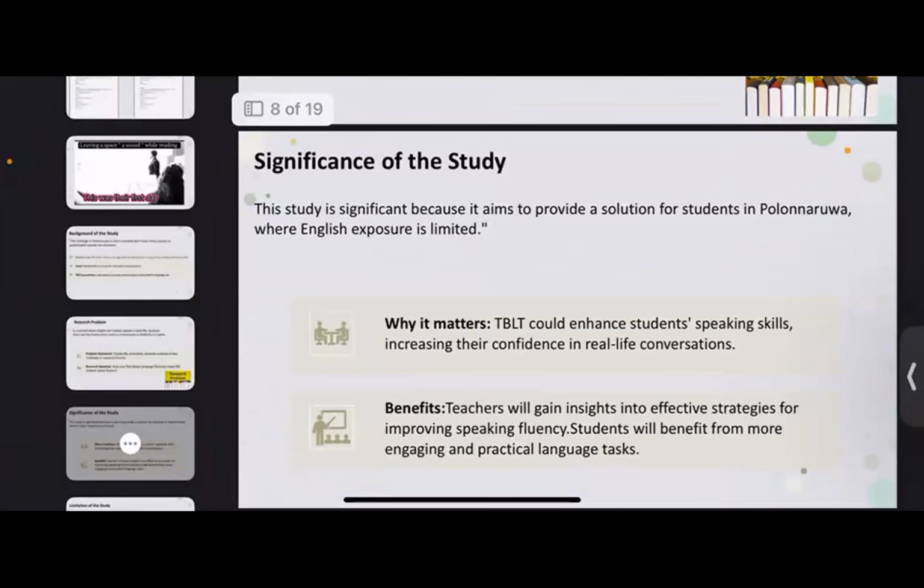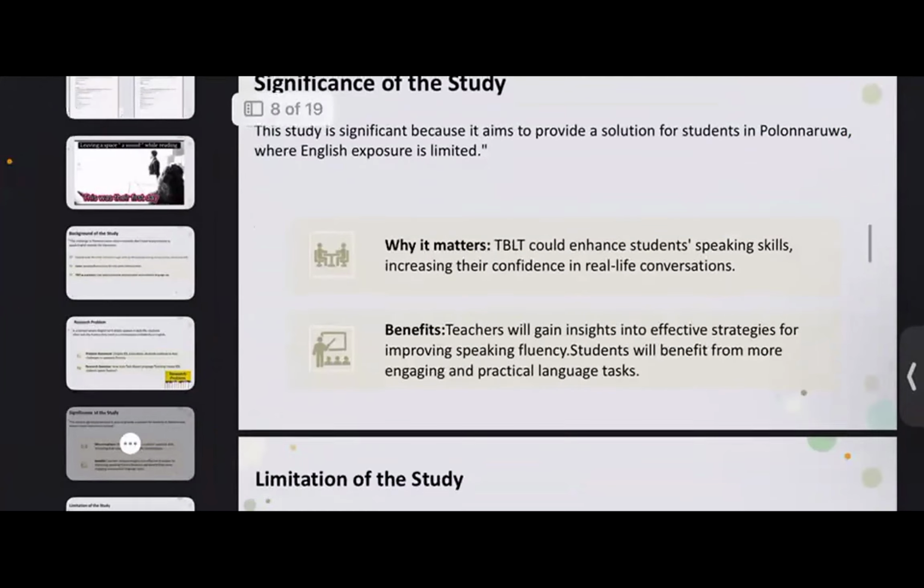The significance of the study is here now. You can see here why it matters. That is the most important part. Improving speaking fluency in English could open new opportunities for these students, helping them build confidence and engage more effectively in both academic and future professional settings. So this study is significant because it aims to provide a solution for students in Polonnaruwa. There are so many benefits. Teachers will gain insights into effective strategies for improving speaking fluency. Students will benefit.